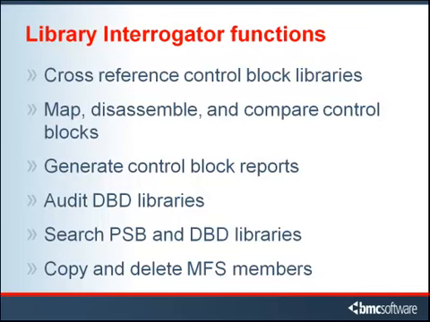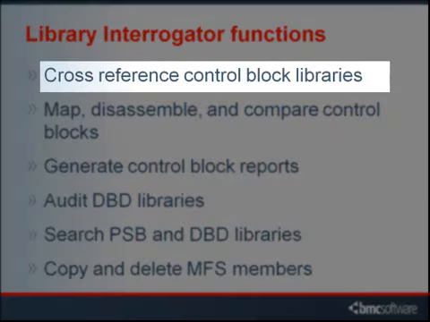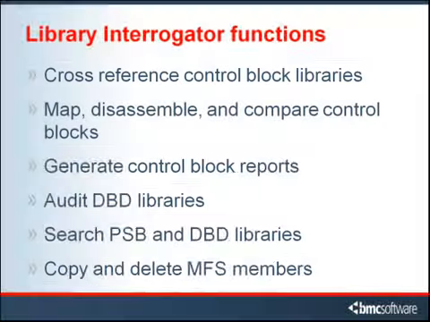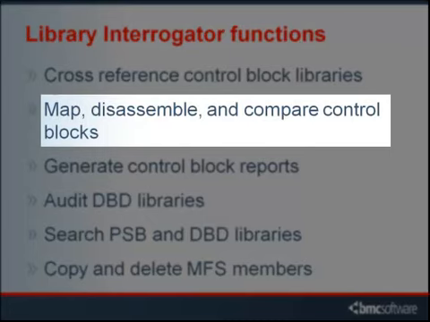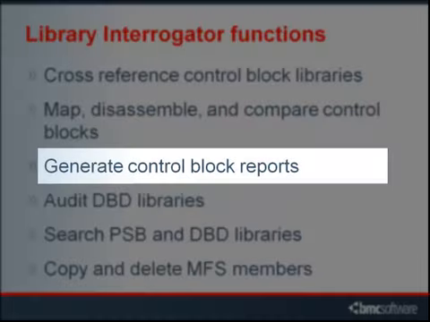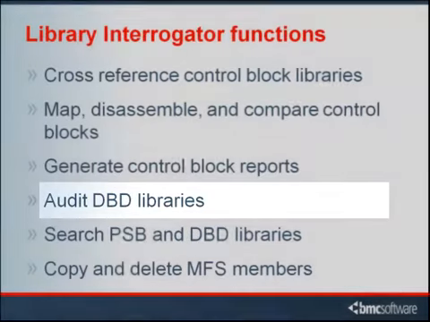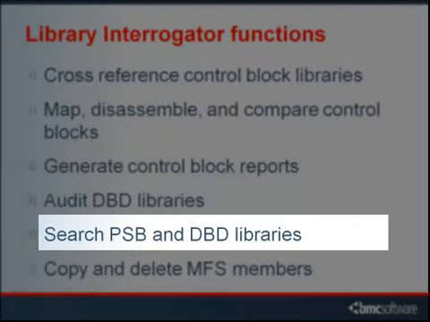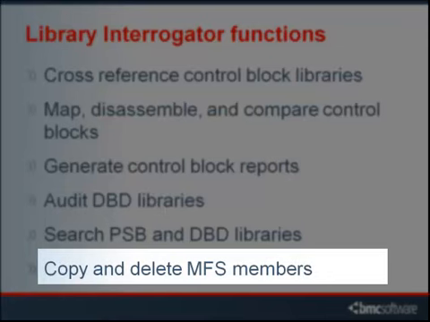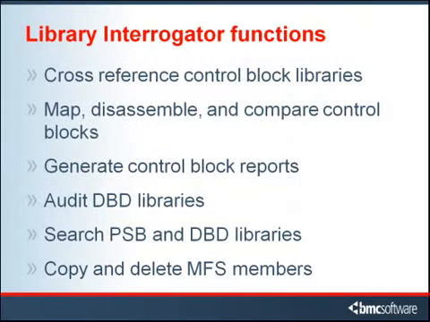The library interrogator makes it easy to manage the IMS control blocks by simplifying tasks like impact analysis, structure documentation, and capacity planning. With the library interrogator, you can cross-reference control block libraries, map, disassemble, and compare control blocks, generate control block reports, audit DBD libraries, search PSB and DBD libraries, and copy and delete MFS members. These functions are available using ISPF panels or via batch mode. Let's take a look at a few of these functions.